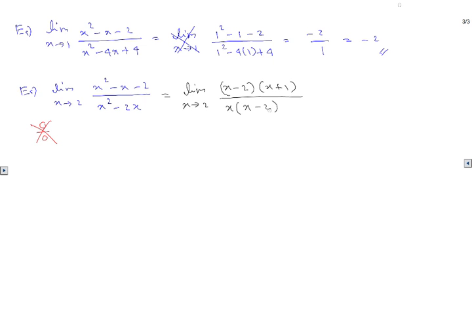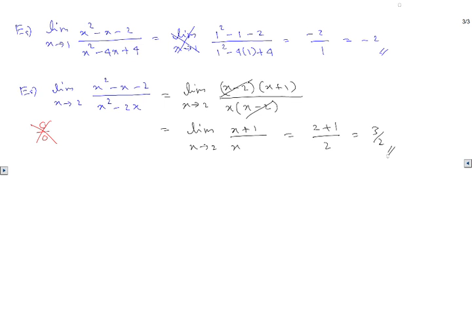Now what we're going to do, we're going to simplify. You can see that this gets cancelled, so you're going to get the limit as x goes to 2 of x plus 1 over x, right? And then now you can plug in the value to get the answer. So we're going to get 2 plus 1 over 2, so you get 3 halves. Okay, so that's the answer.